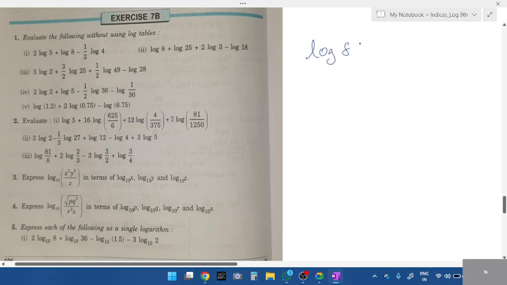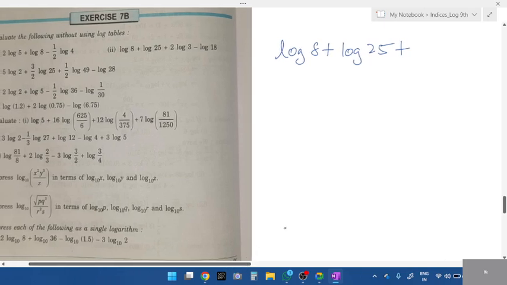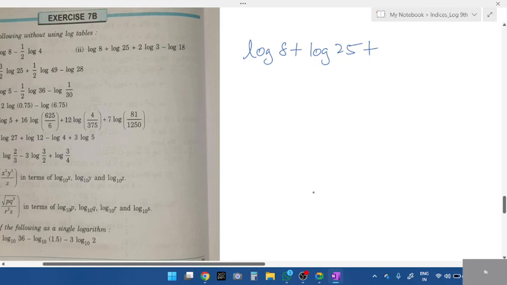What is given? Log 8 plus log 25. How do I write 2 log 3? Before log, there shouldn't be any value. How do I write? What is log 3 square? 9 minus log 18. Everything has log, right? Take log common.